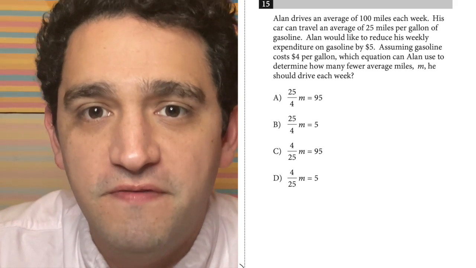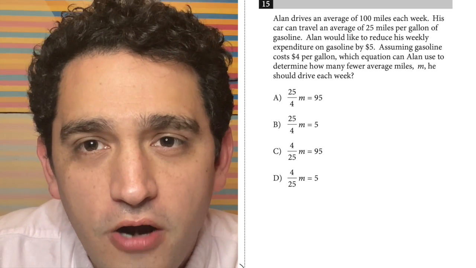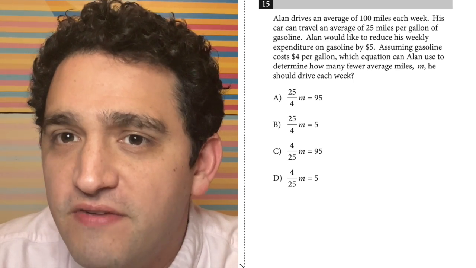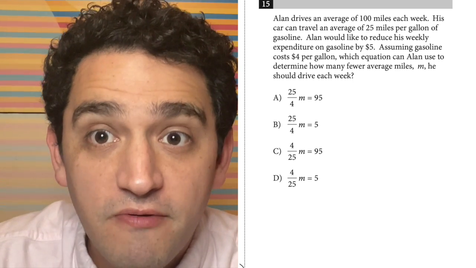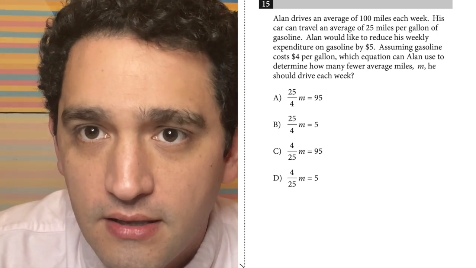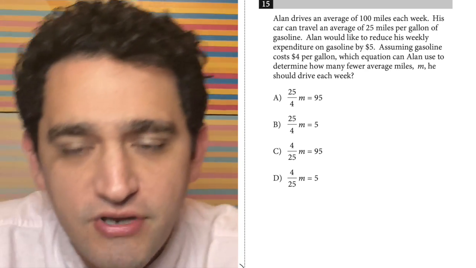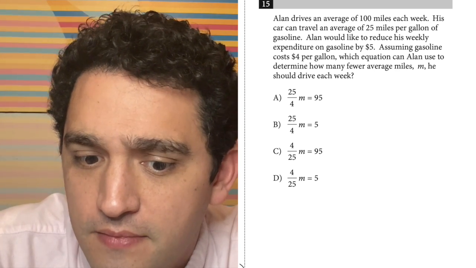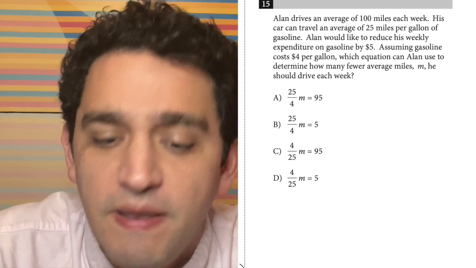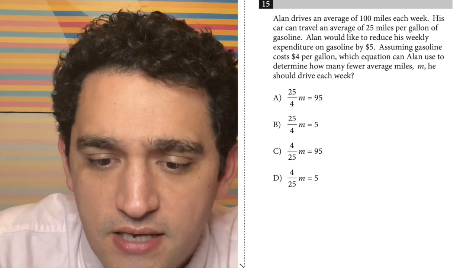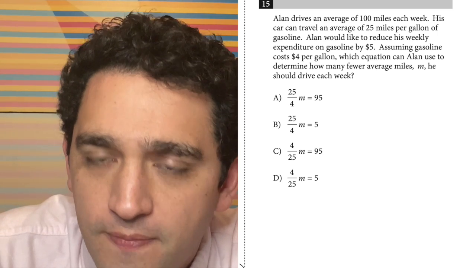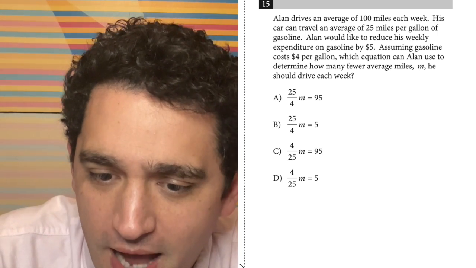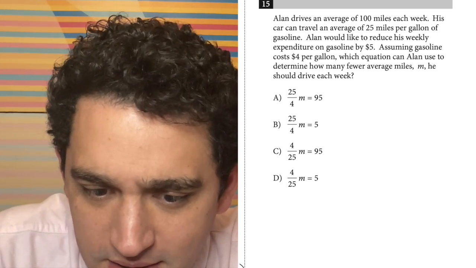We now look at number 15, in some ways the hardest question on this test, but made easier when you realize that you're given a lot of information here, some of which is unnecessary. Let's read. Alan drives an average of 100 miles each week. His car can travel an average of 25 miles per gallon of gasoline. Alan would like to reduce his weekly expenditure on gasoline by $5, assuming gasoline costs $4 per gallon. Which equation can Alan use to determine how many fewer average miles M he should drive each week?